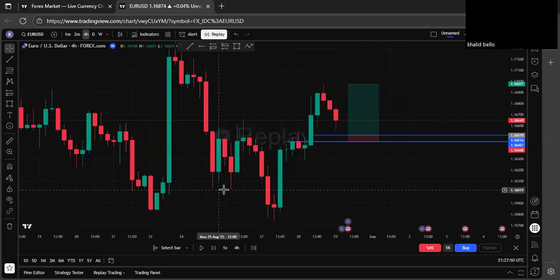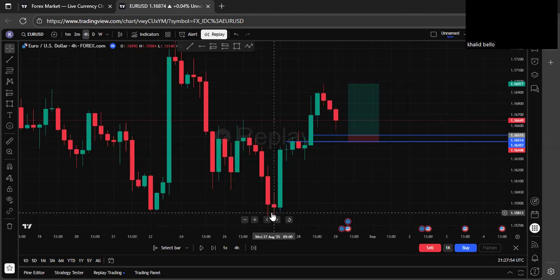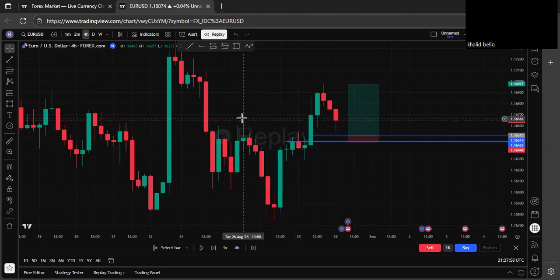Market has swept liquidity here. These are relatively equal lows, right? And this is another liquidity. Market has swept this liquidity. But does the market break structure? Yes, the market breaks structure. This is where the market breaks structure.